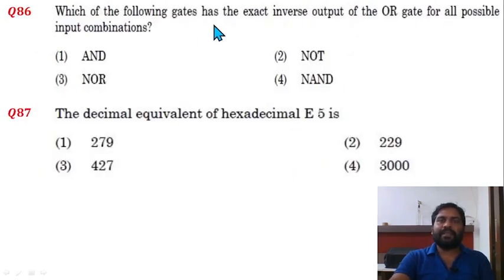Question 86. Which of the following gates has the exact inverse output of the OR gate for all possible input combinations? The answer is the NOR gate. OR plus NOT equals NOR gate. Option 3 is correct.